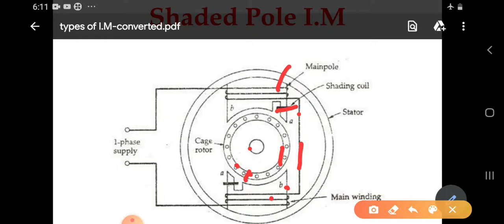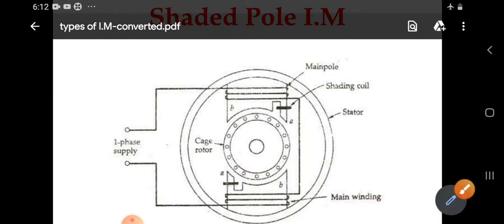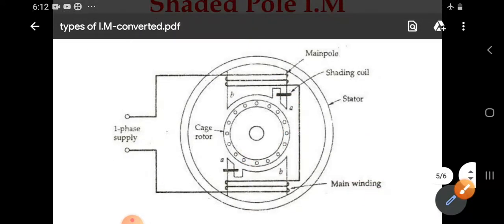Also used in air conditioning system, refrigeration system and cooling fans, record players, tape recorder, projectors, photocopying machine, electronic clock. There are various types of electronic devices that use the shaded pole induction motor. This type of motor is used to drive devices which require low starting torque.